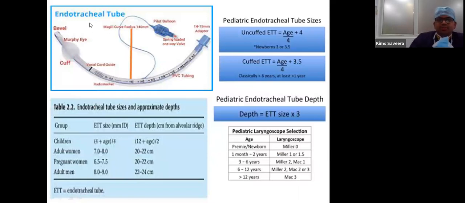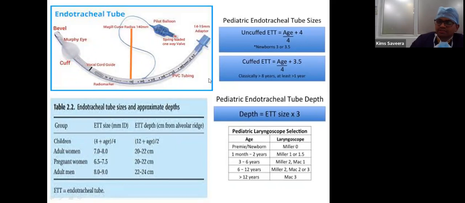This is the endotracheal tube. We have different parts of the endotracheal tube. This is called the bevel. This is the Murphy eye. This is the cuff, and this is the vocal cord guidance. After passing the tube, we should see that this mark has just passed opposite to the vocal cords, and these are the markings. This is the pilot balloon, and this is the adapter, the universal adapter.